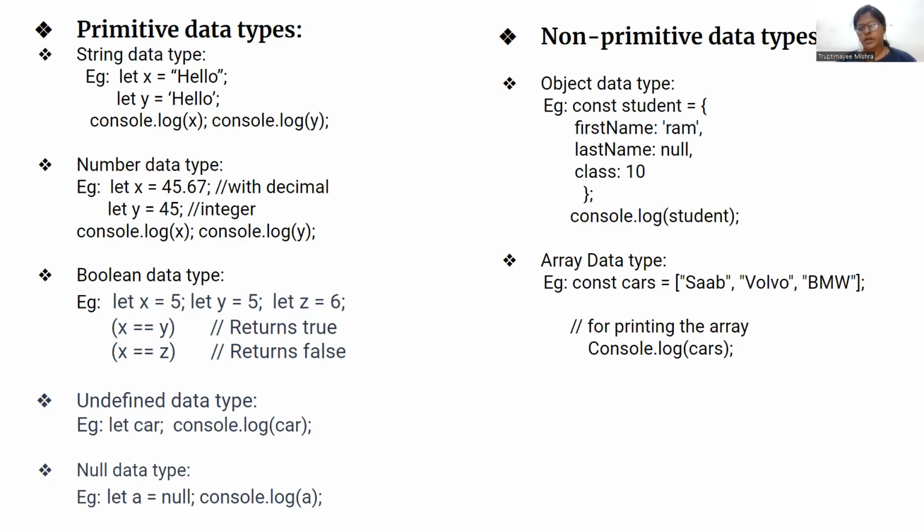Array data type. Here the array is given, that is const cars, Saab, Volvo, and other. The output is shown by console log of cars.